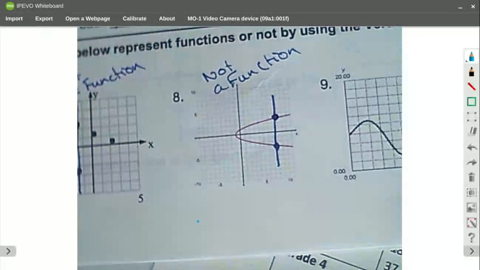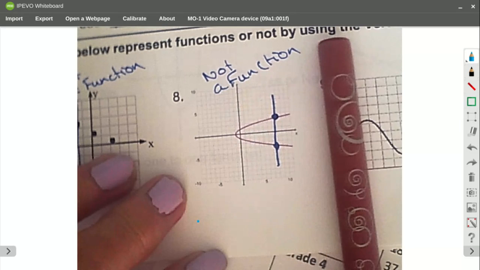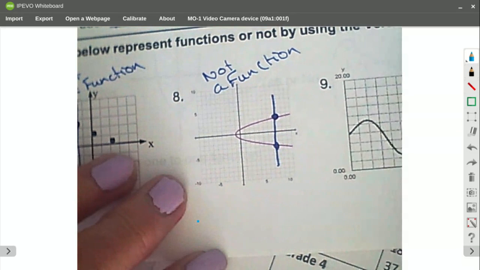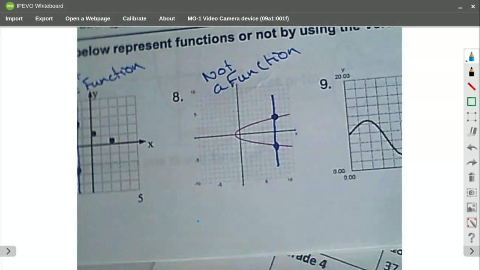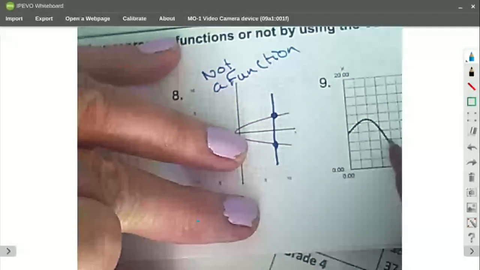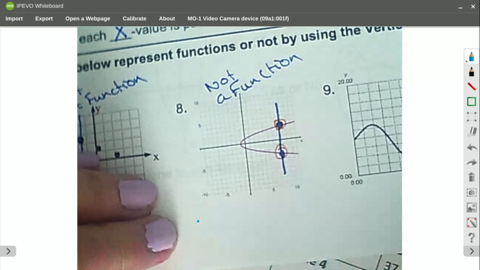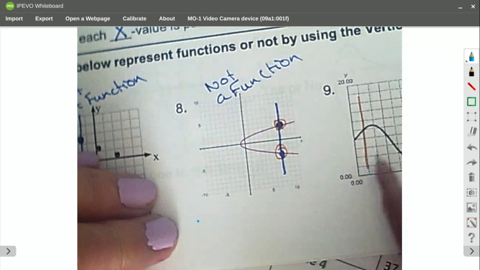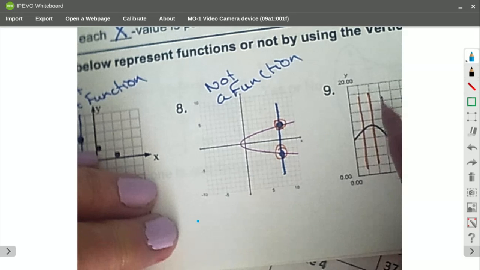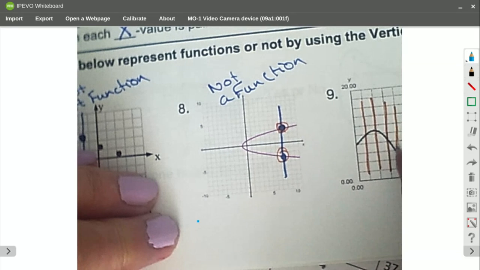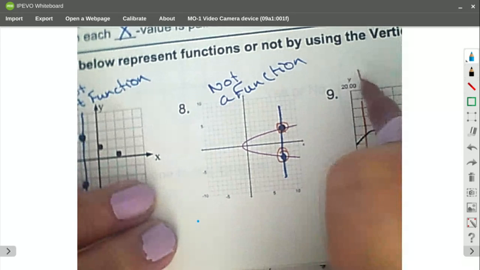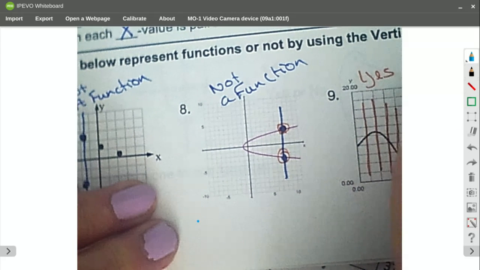Okay? What if I ran that vertical line across this one? Would I touch that graph at the same spot anytime? More than once? No. My x is continuously changing. My line is never going to touch more than one point on that graph at any given time. So that means that this is yes. It's a function.